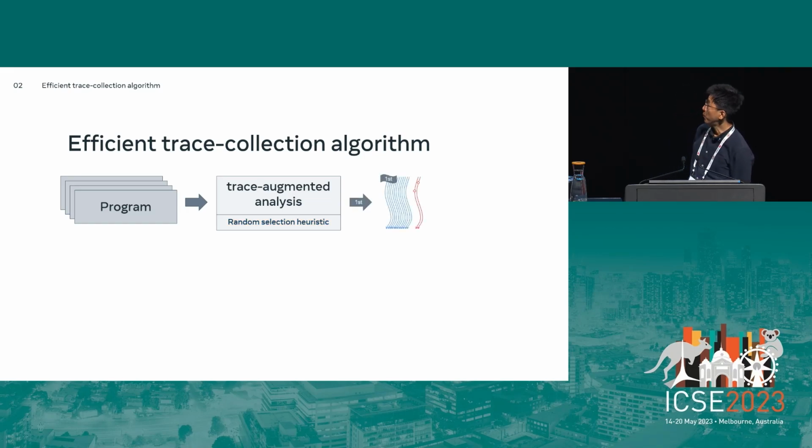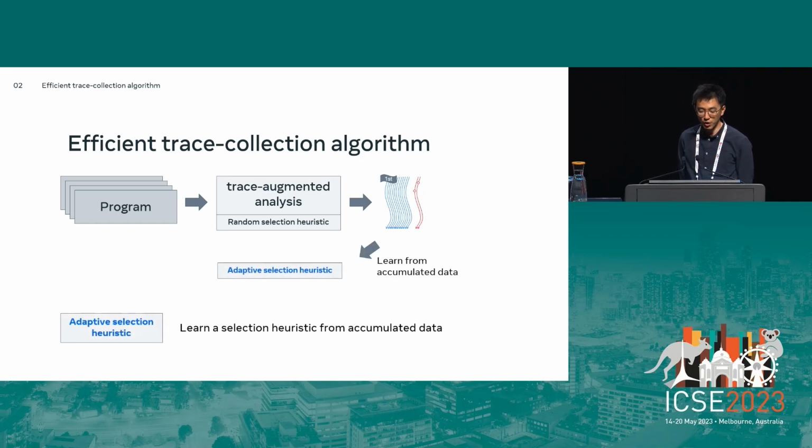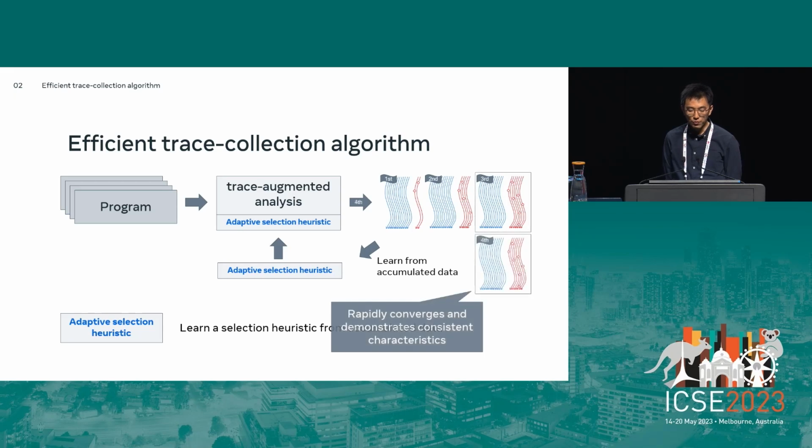First, we use a random selection heuristic. We produce some amount of alarms and alarm-triggering traces, and then we learn from this data and produce an adaptive selection heuristic. Then we use this heuristic to analyze the program again and again. In this way, we can easily collect some traces, but the problem is that it rapidly converges into a specific set of traces, which demonstrates consistent characteristics.